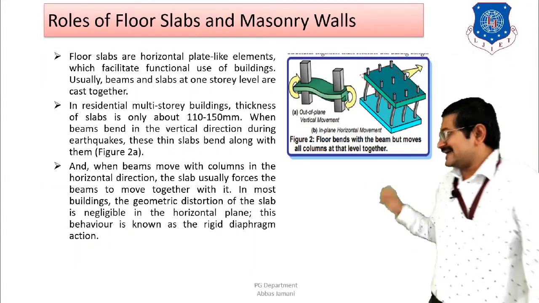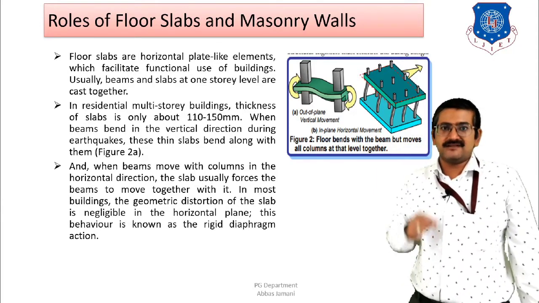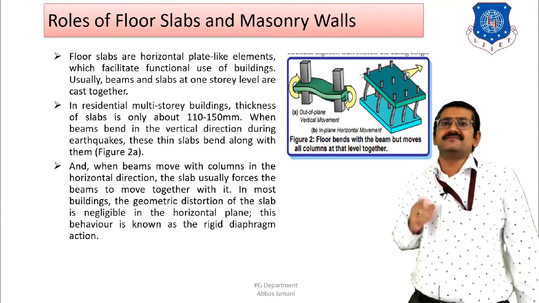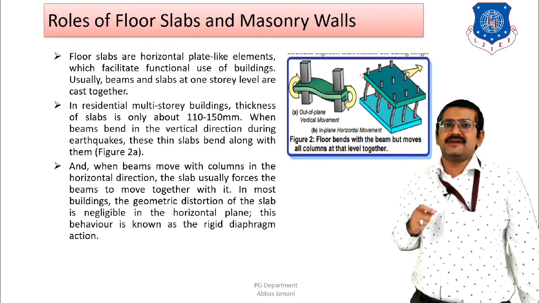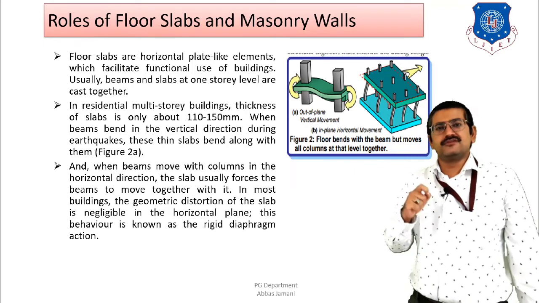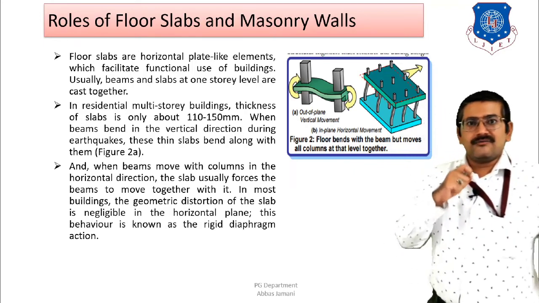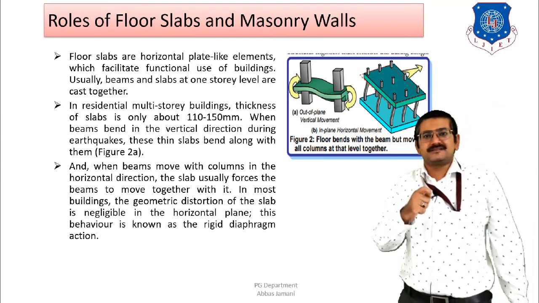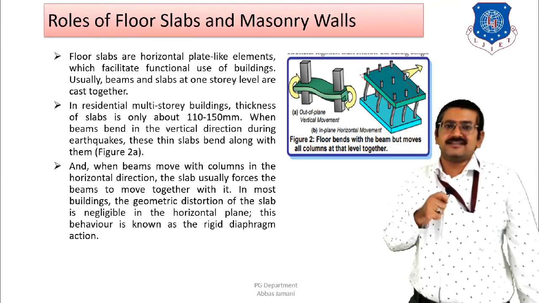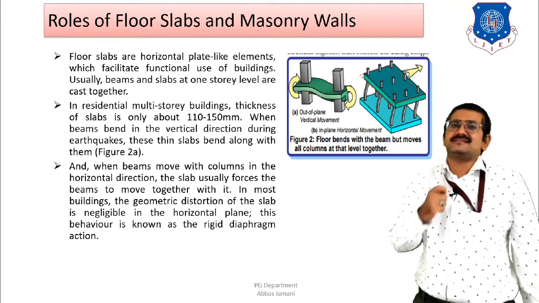Right? Next, we talk about the role of the floor slabs and the masonry walls. As we have discussed, beam, column and slab are the three basic components which are going to play a key role in the smooth transfer of horizontal forces from the roof level to the foundation in case of RCC buildings. So, when any RCC building is going to get subjected to the lateral loads, then what is going to happen is that the beams and the slabs are monolithically casted.